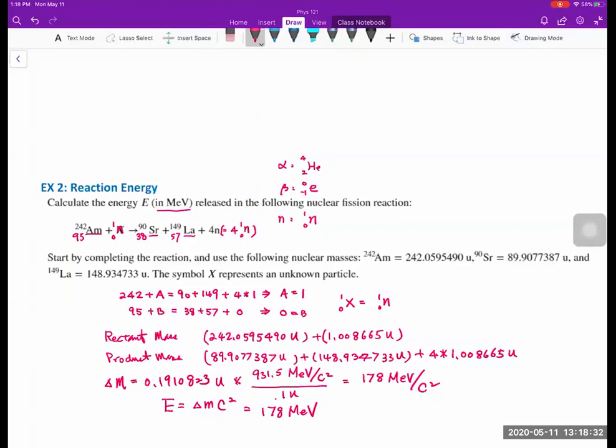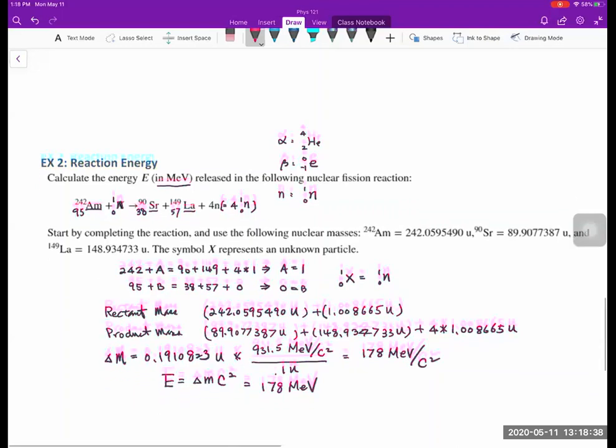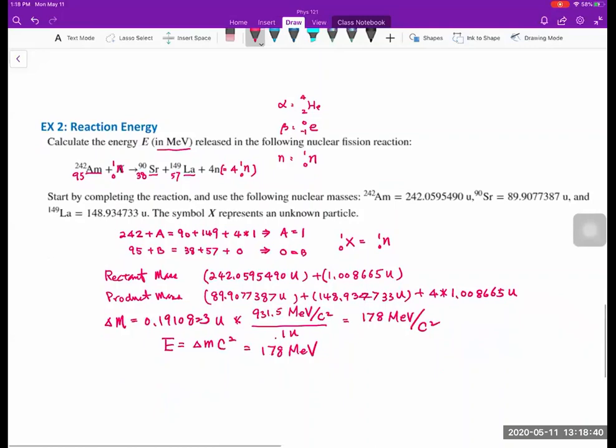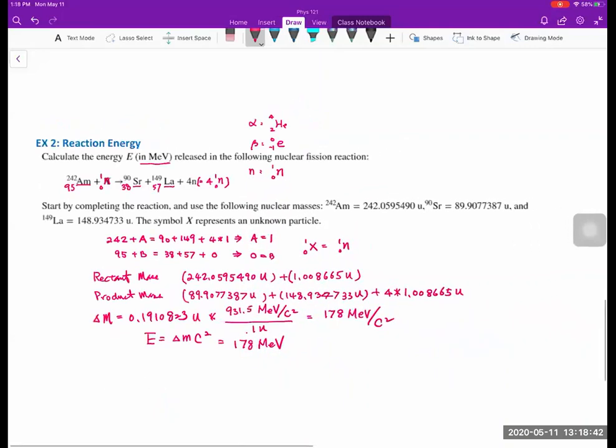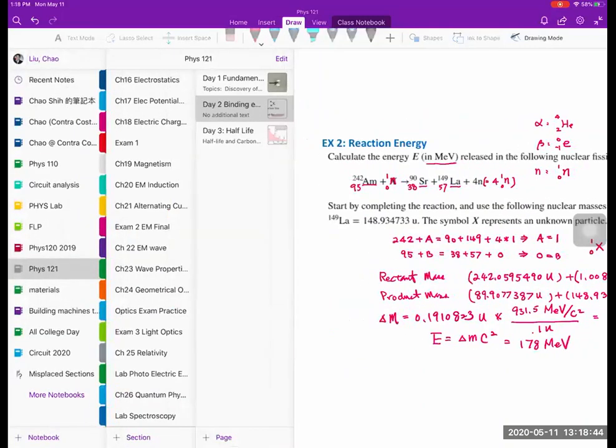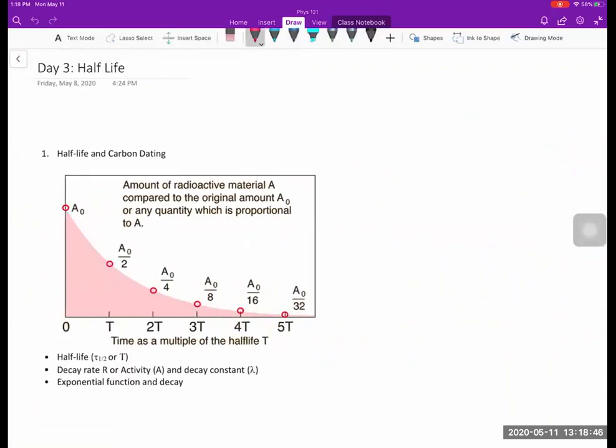Any question about this problem here? No? Okay, good. So work on some of the homework, and hopefully you understand how to do this. As I said, this is definitely going to be one of the questions in your final exam for this part.